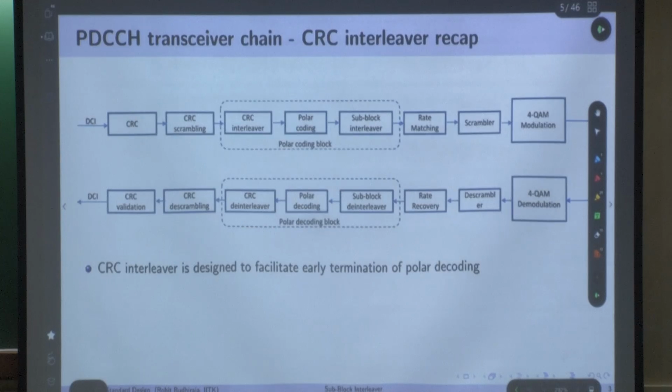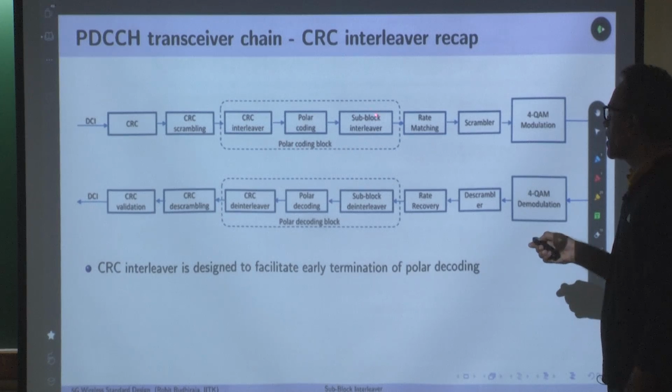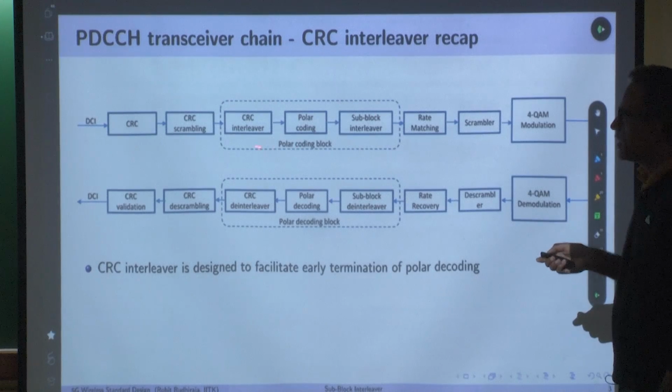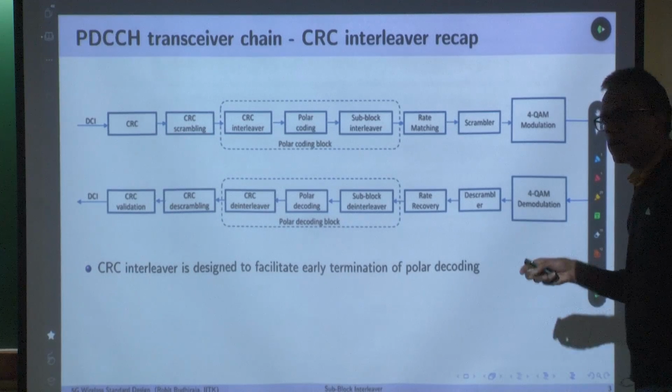But before we get into this sub-block interleaver, let's recall what we have done till now in some form. So this is basically our PDCCH transmit chain, and what we get is this DCI, which is maximum length 140 bits in the downlink. So a 24 bit CRC is appended, and there is this CRC scrambling, which is required because UEs do blind decoding to find out whether their DCI has been transmitted or not. The rest of the chain is basically designed to facilitate these early decoding, like blind decoding attempts.